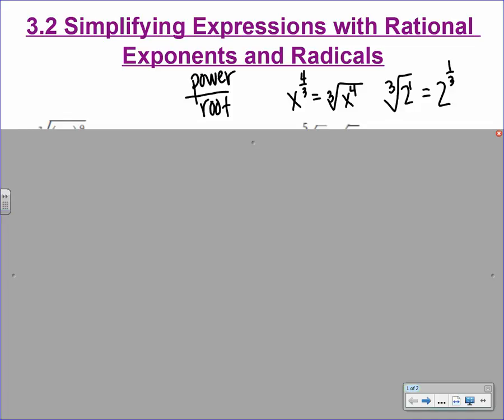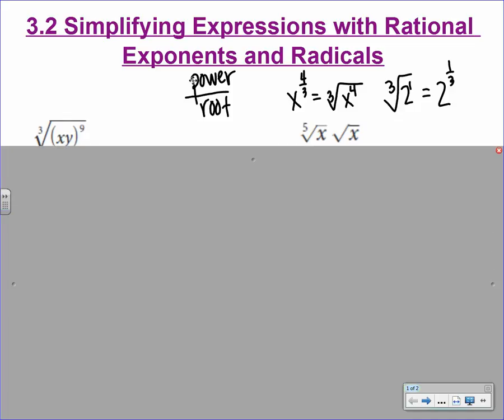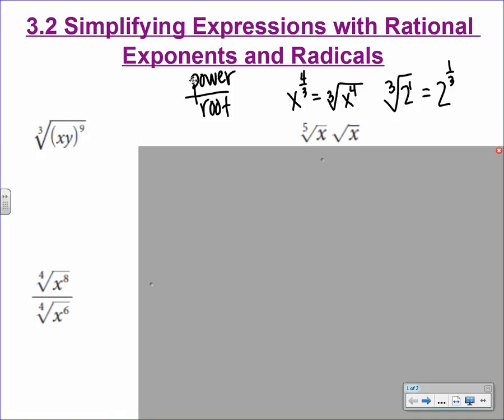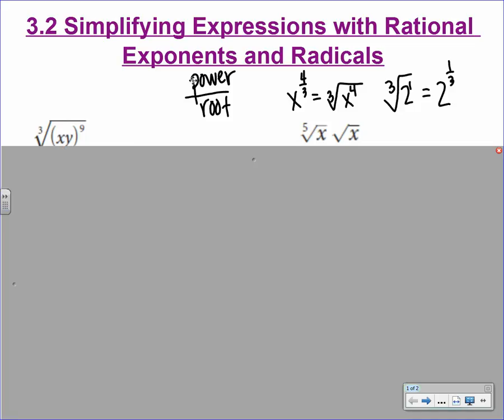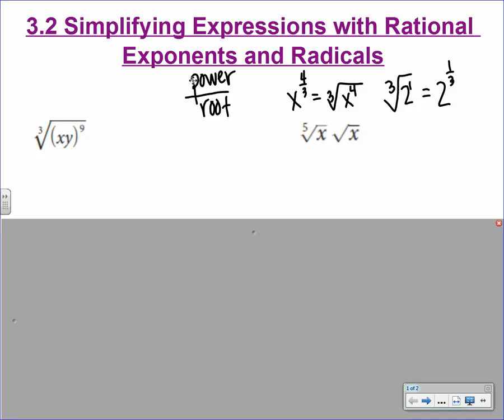So let's do, let's move this over. Oop. Okay, sorry. Let's do this one right here. So we have the cubed root of xy to the 9th. So right now this is written as a radical, but let's write it as an exponent.